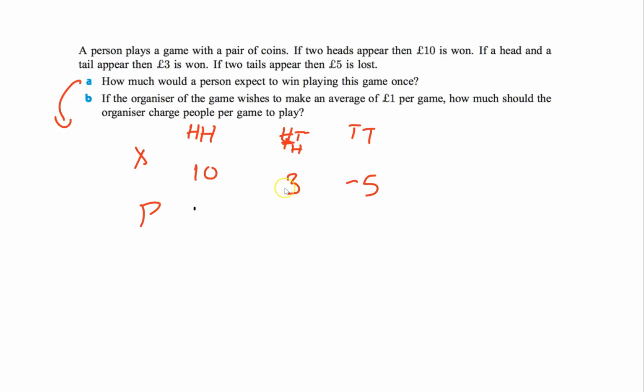Right? We already know the probability of this. There's only one head-head in the set of 4, so 1 out of 4. There's 2 of these in the set of 4, so 2 out of 4. And then there's one of those in the set of 4, and we toss 2 coins, so 1 out of 4. So that's our probability table.